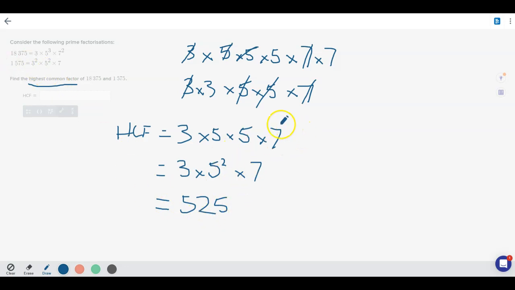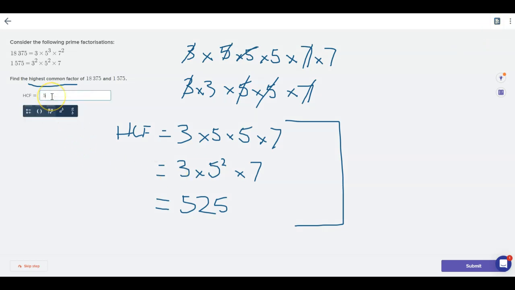So you can see that by having the prime factors and doing it this way, it's going to be a lot simpler than actually writing out all the possible factors of 18,375 and 1,575. So to do the prime factorization of those numbers would probably be a lot quicker than to actually write out all the factors, and therefore once we've got those prime factors, we can find the highest common factor very, very easily. But again, let's make sure we were correct. So 525 is what we want to enter in here. And there we go, we are correct.